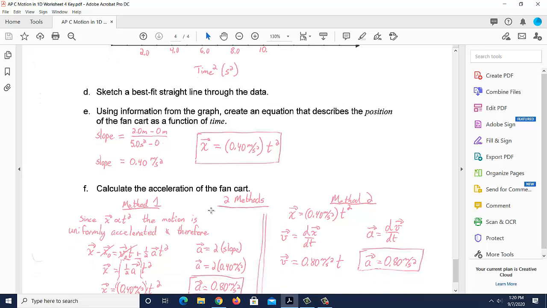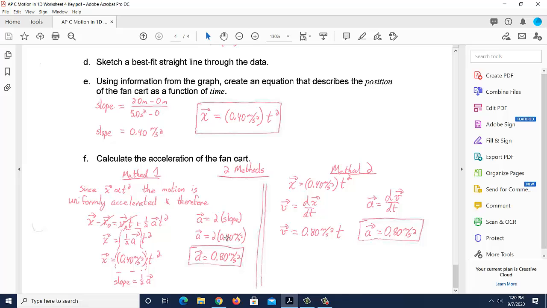And then part F, they want the acceleration of the fan cart. Well, two methods again. I'm guessing in AP C, they actually want method 2 because they had you make the position versus time squared function. So once you have this function, to find the acceleration you take 2 derivatives. Note, I did not show a ton of work here, but I did show them what I was doing.